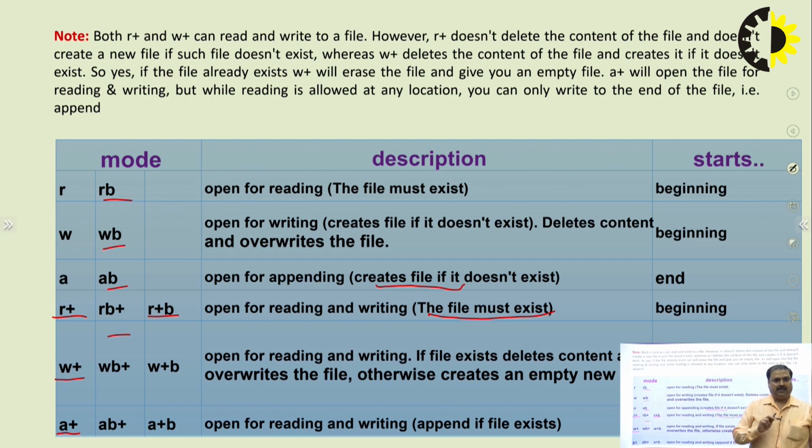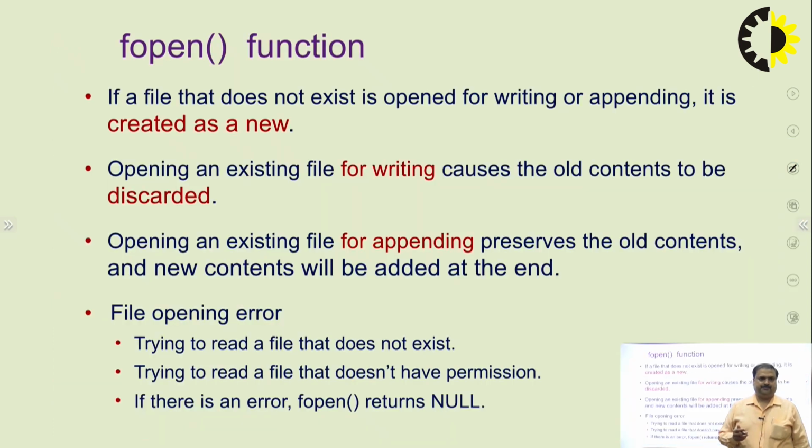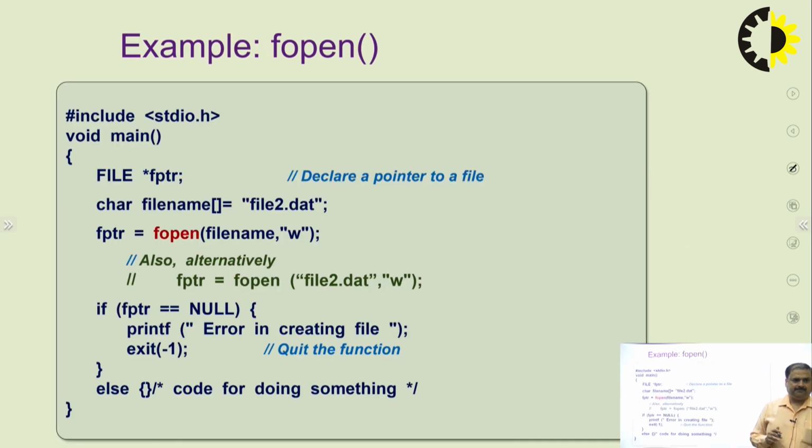That means read in binary mode, w+b, write in binary mode. So that kind of file opening mode can be used. To open a file, we use the fopen function. If the file does not exist, when opened for writing or append, it will be created. Opening an existing file for writing causes the old contents to be discarded.